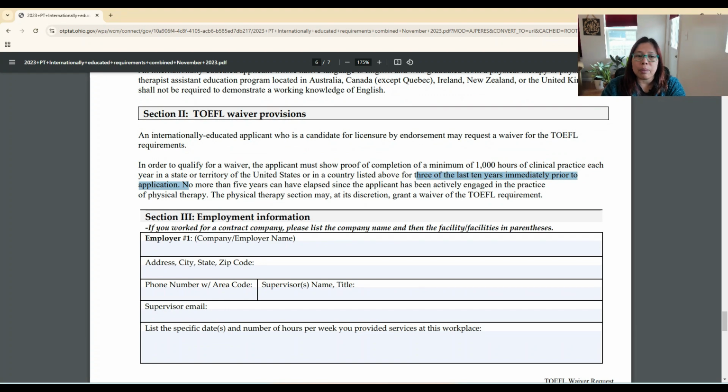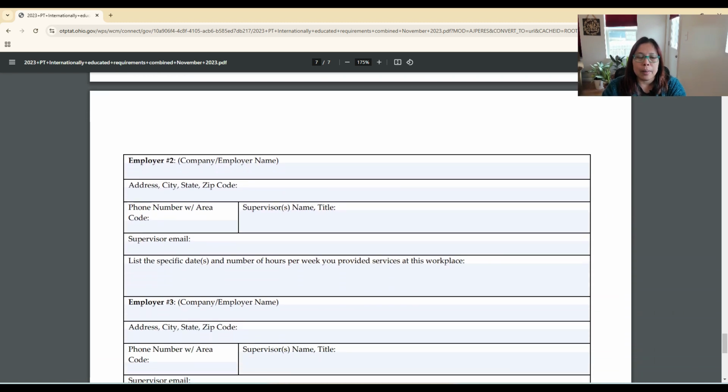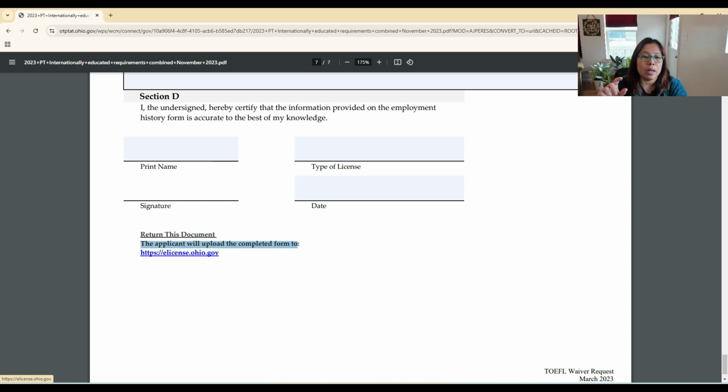So this one is employment information. Here, if you work for a contract company, please list the company name and then the facility or facilities in parentheses. This is just your work information that you have to list, okay? So be careful. You have to write your name, your type of license, your signature, and when you completed the form, okay? Return this document. The applicant will upload the completed document at https://elicense.ohio.gov.